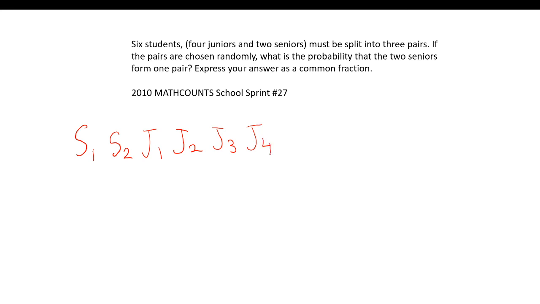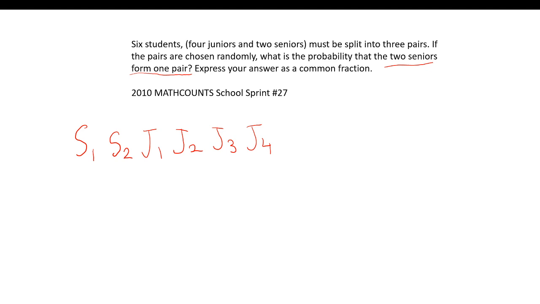Alright, let's take a look at these people. They have to be split into 3 pairs. Now what we could do is try to break them up into pairs and count the total number of pairs that can be made. But let's look at what the problem's asking, because that looks hard. What is the probability that the 2 seniors form one pair? Remember, we're not looking for anything else. We just want the seniors to be in one pair, and then we're done with the problem.